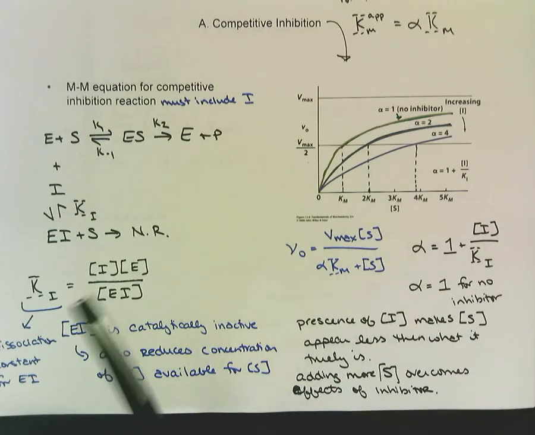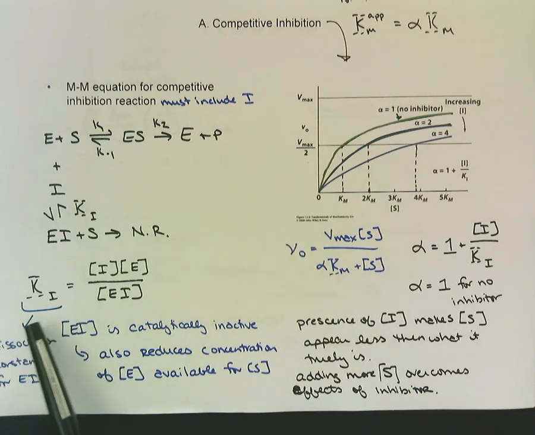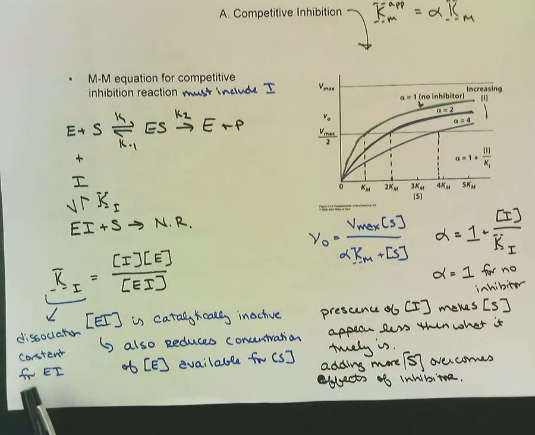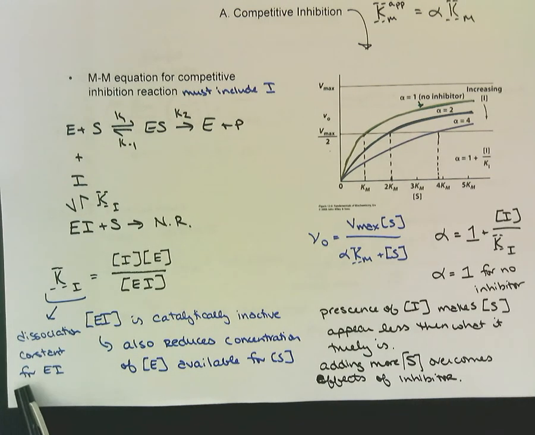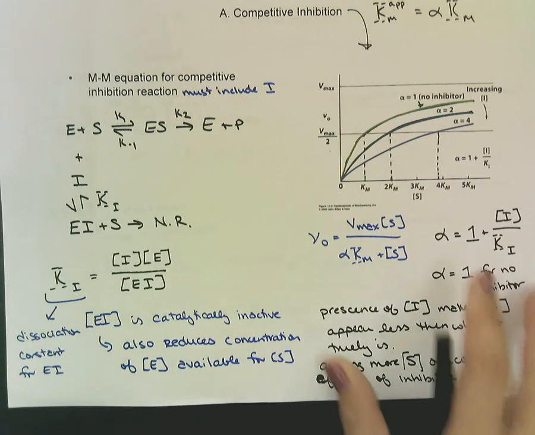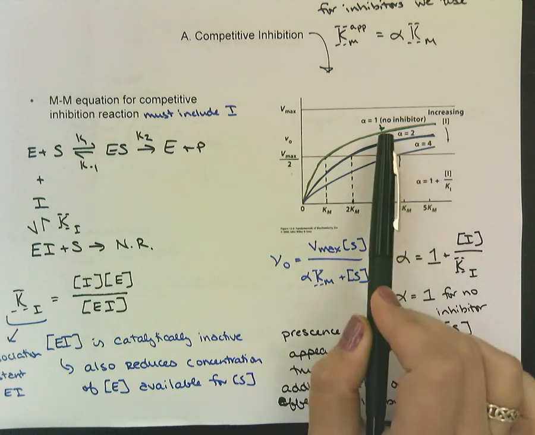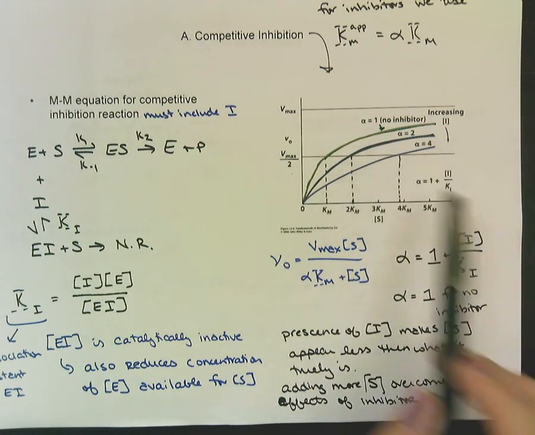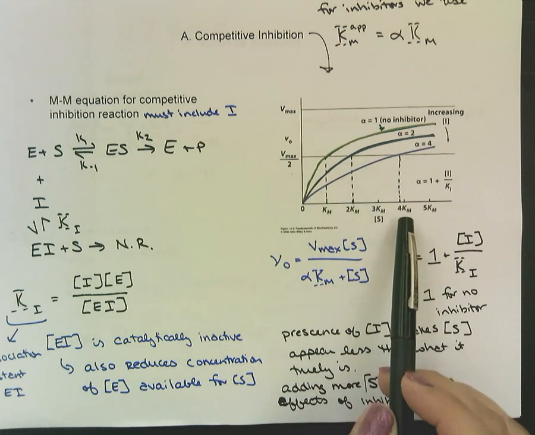Then we looked at the Michaelis-Menten equation for a competitive inhibitor that includes the inhibitor. So we have a new statement with the association constant for the EI transition state, where that inactivates the reaction. Then we looked at the plot using alpha as our measurement of how much inhibitor is in there. And as alpha increases, our Km increases.